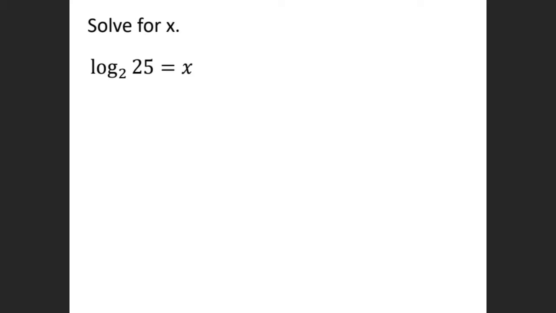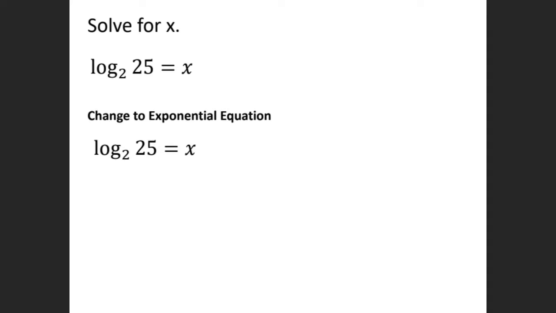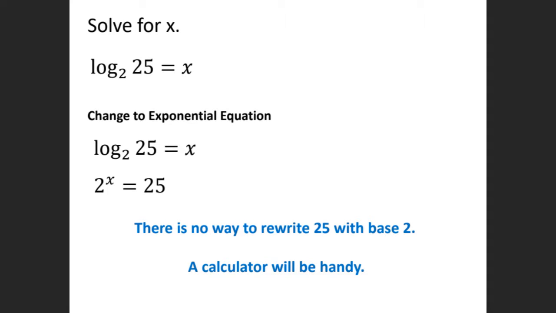Log base 2 of 25 is equal to x. Let's go ahead and convert this into an exponential equation. We have a base 2, so our exponent has to have a base 2 as well. The input of the log has to be the output of the exponent. The output of the log is the input of the exponent. But 25, can I make that into a base 2? Well, the answer would be no, right? So we can't use our one-to-one property for this. So we would have to use a calculator in order for us to solve for this one, okay?